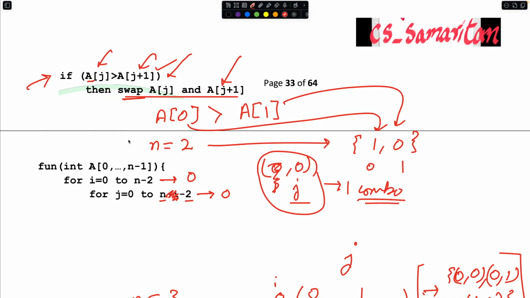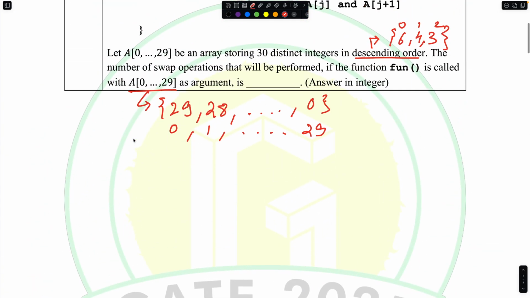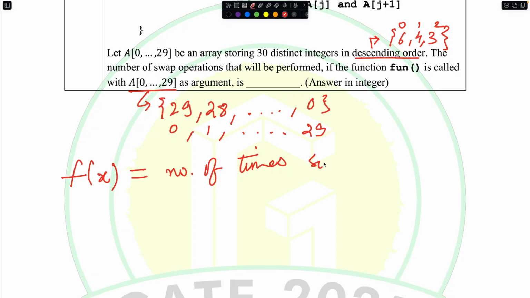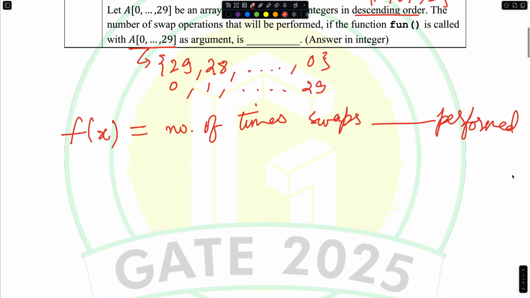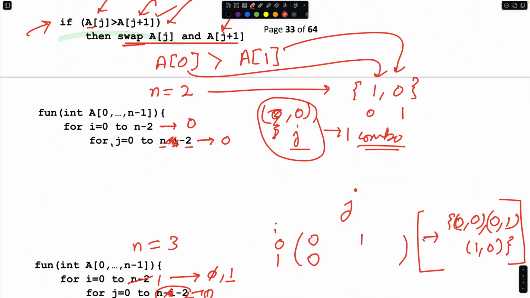So let's take a function. Let's take the function as the number of swaps being performed. Let's take f of some x as a function that represents the number of times swaps are performed. Now for f of n, and this n is the size of the array. That being present, for f of 2, there is one swap.